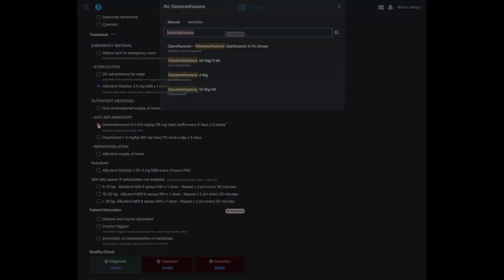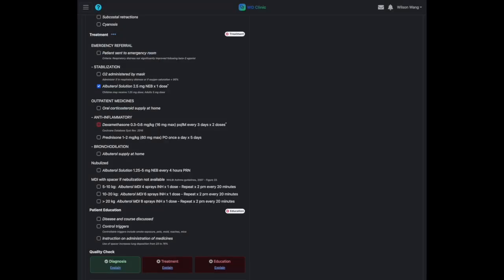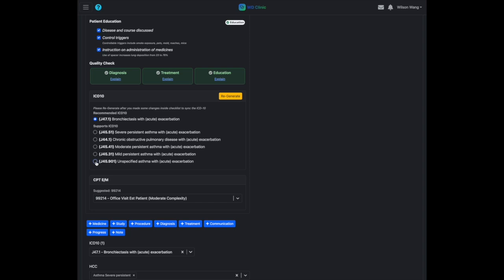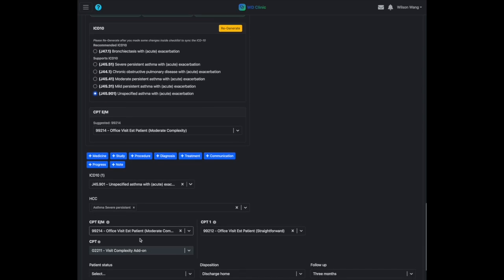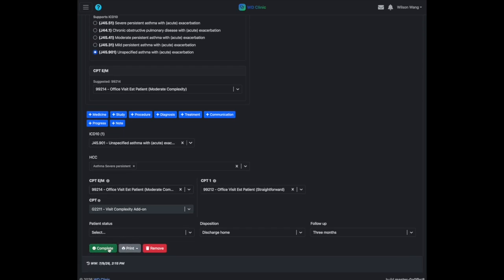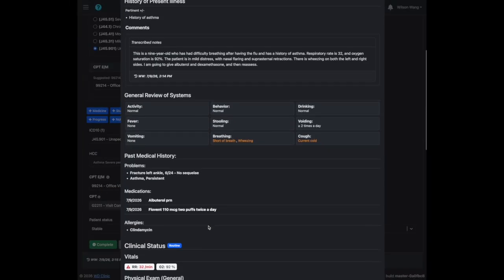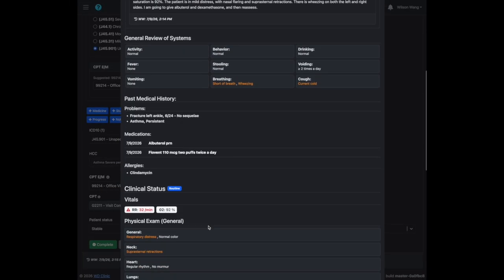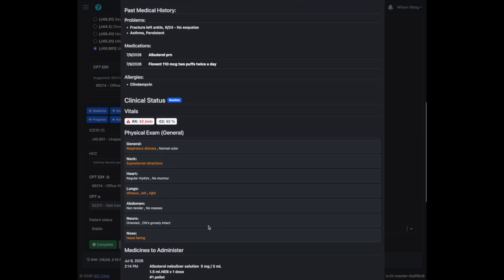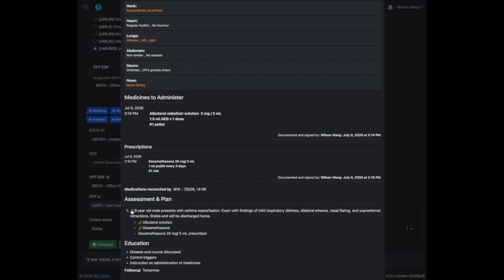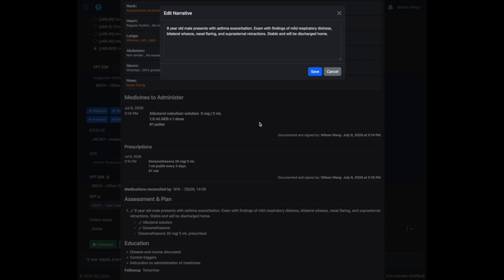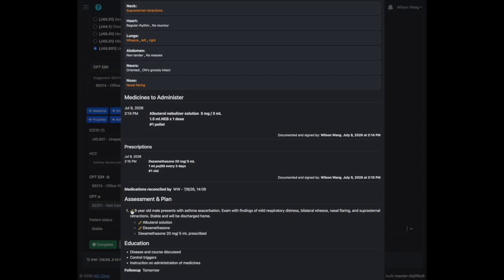When the provider is ready to close the visit, notice: first, all the codes have been appropriately placed in the chart so the visit is reimbursed. Second, there is a summary of what was heard, seen, and done. Finally, there's opportunity to change the note. This is just one of many ways WD Clinic uses AI to help ease the work of the provider.